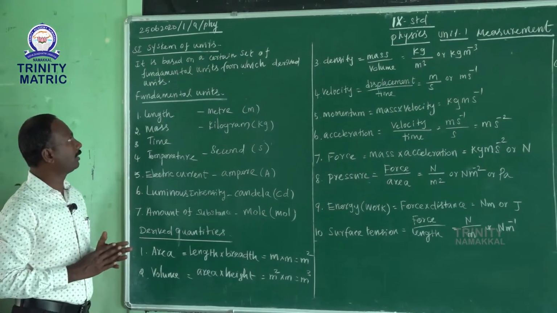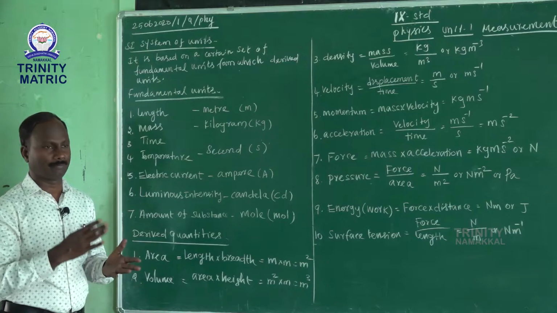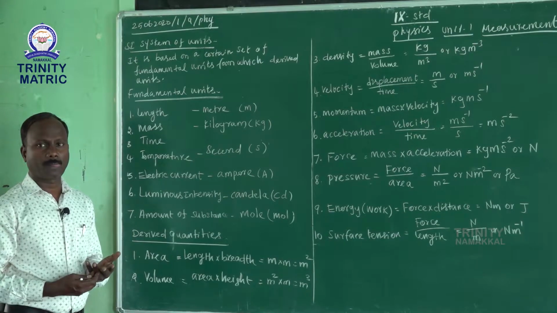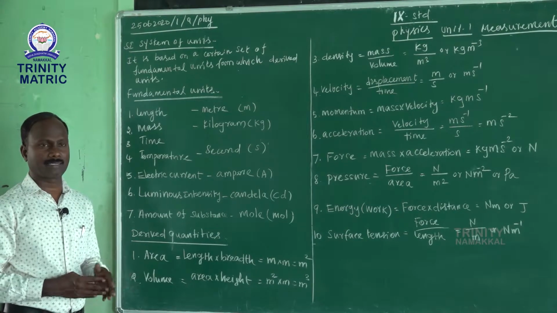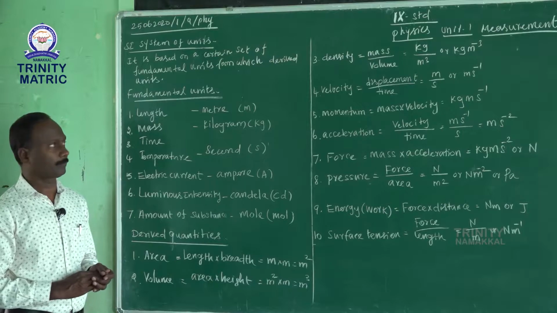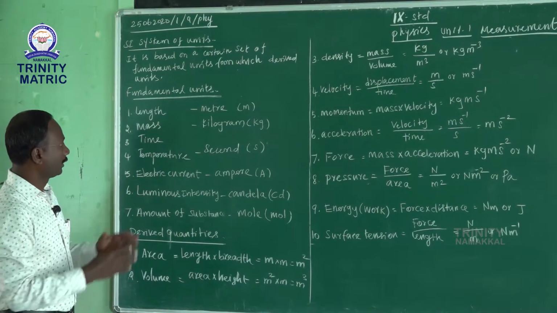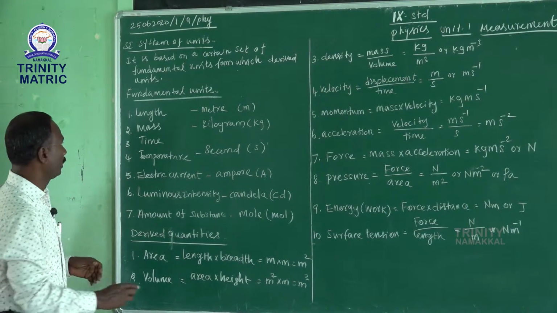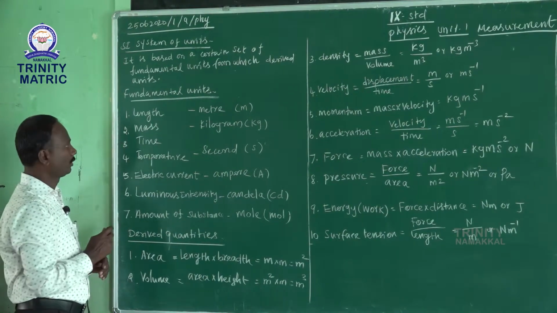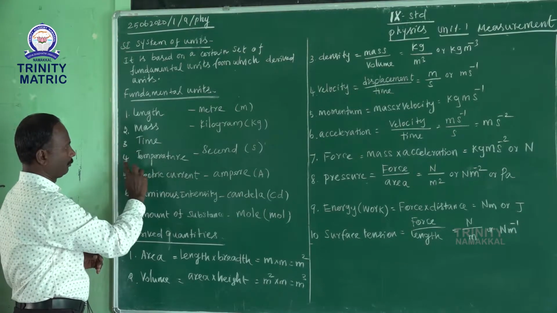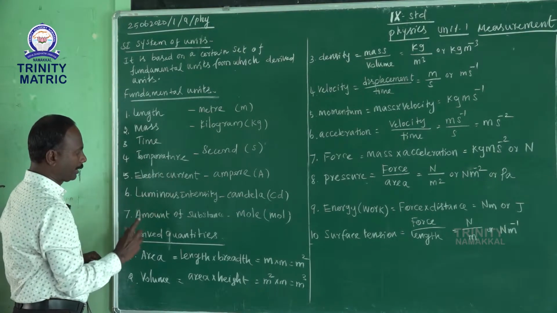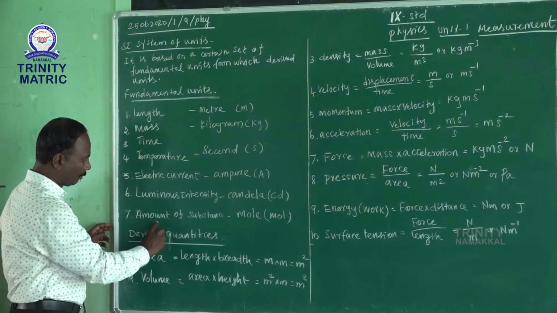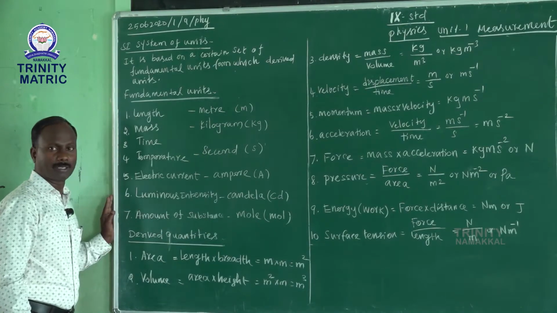You know the fundamental quantities: length, mass, time. And derived quantities are more: area, volume, density, acceleration, velocity, all are derived quantities. Now the SI system framed the 7 fundamental quantities. First one, length, mass, time, temperature, electric current, luminous intensity, amount of substance, all are called fundamental quantities.